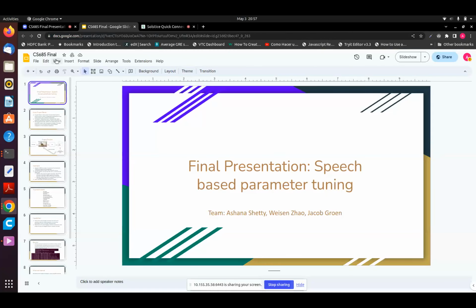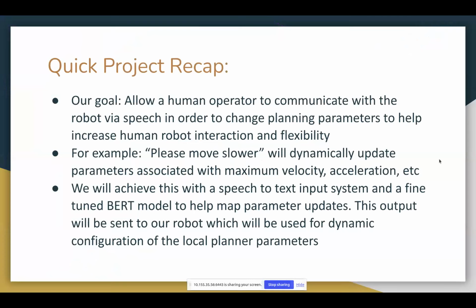There we go. Okay. So, project: speech-based parameter tuning. Just a very quick recap. Basically, our goal is to allow a human operator to communicate with the robot by giving it speech commands, and then those speech commands can update the parameters for the local motion planner. So, for example, you could say move slower, and it will dynamically update parameters associated with things such as velocity and acceleration. You can also give it absolute parameters, so if you want to set a parameter to a particular value, you can do that as well.